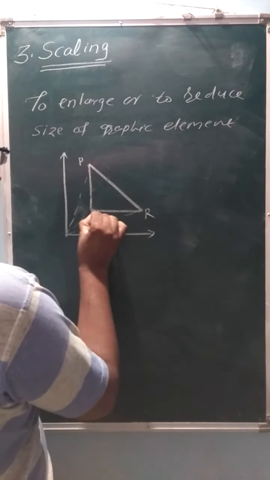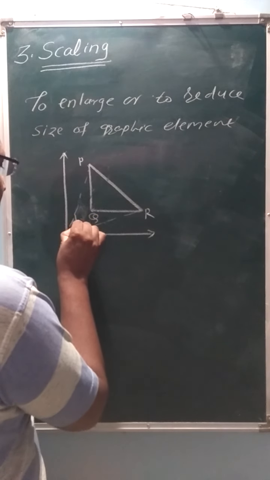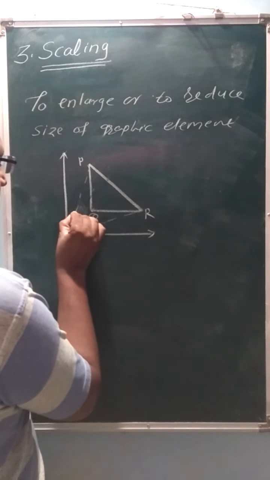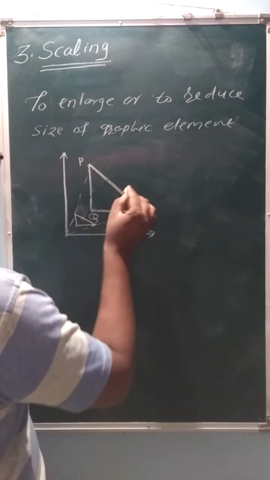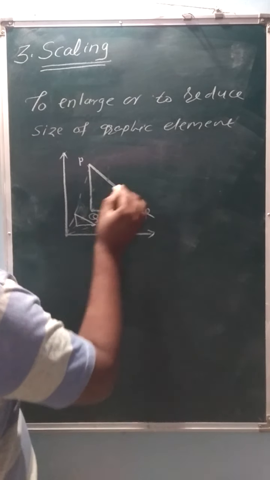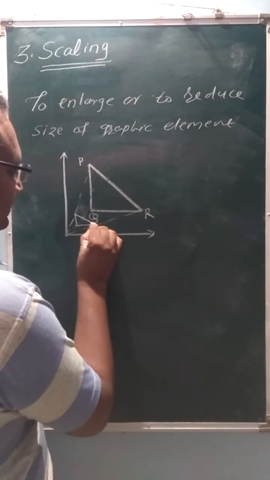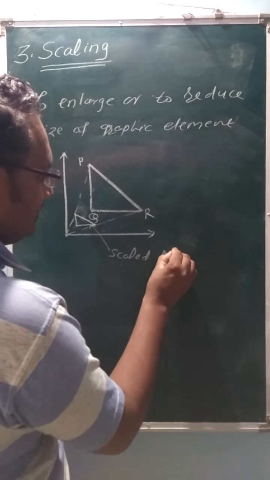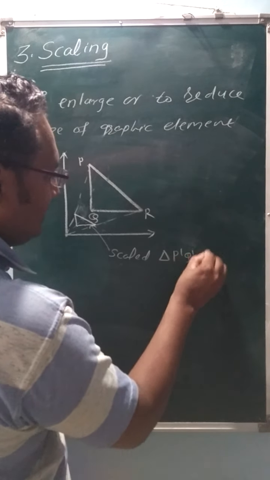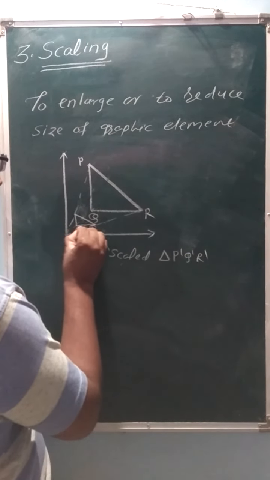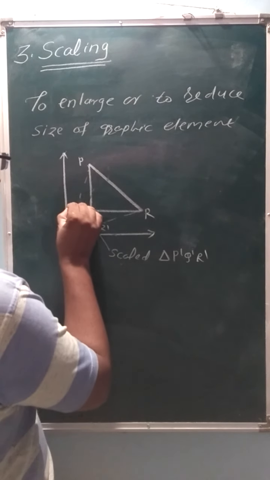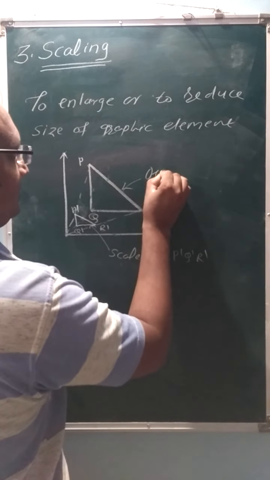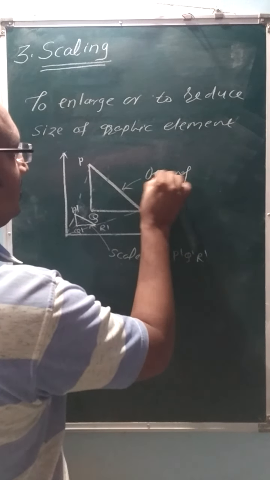We can reduce the size of this graphic element about the origin. So this is the scaled triangle, P dash, Q dash and R dash. This coordinate becomes Q dash, this becomes R dash and this becomes P dash. So PQR is the original triangle.